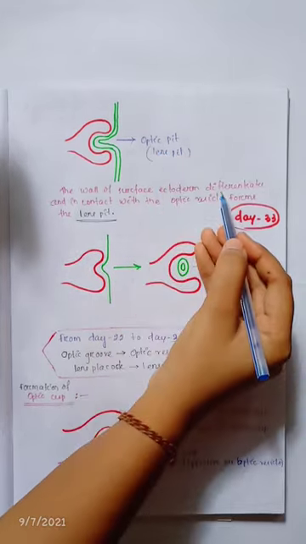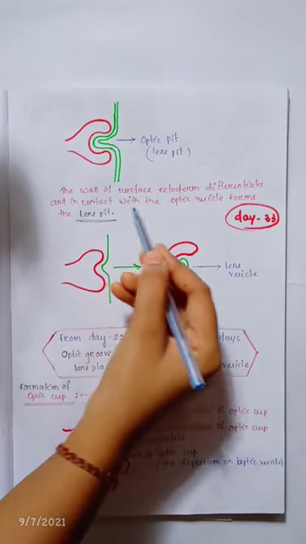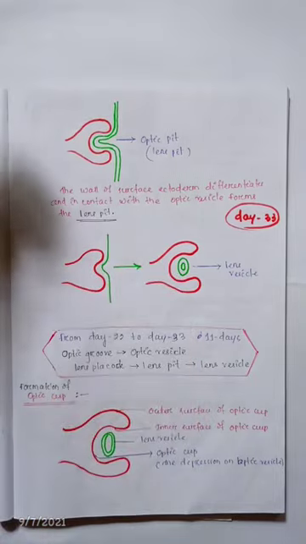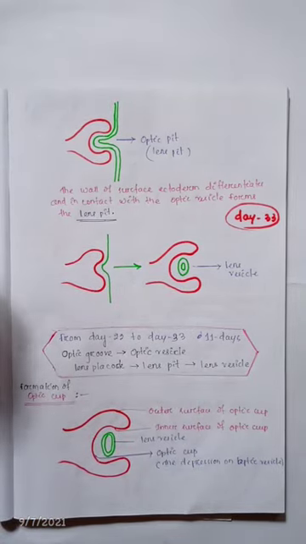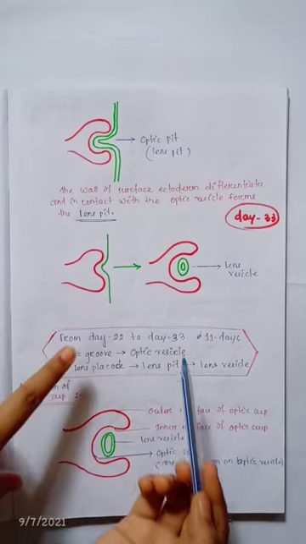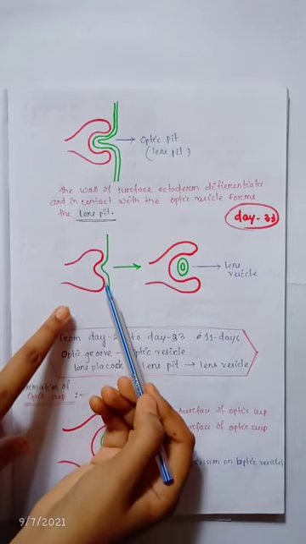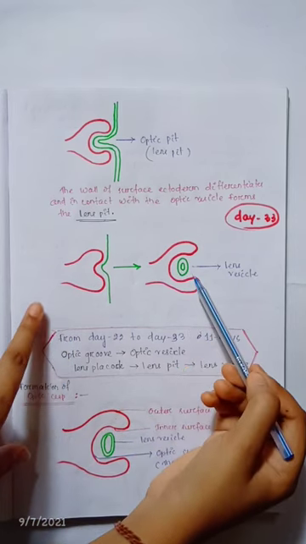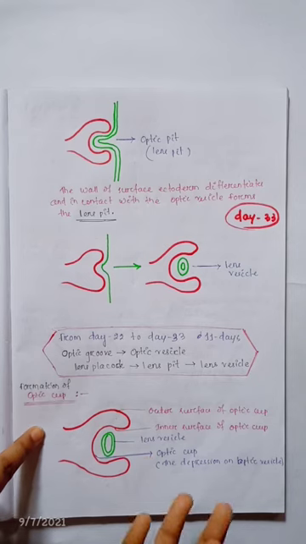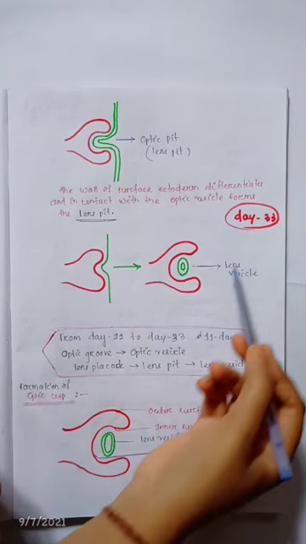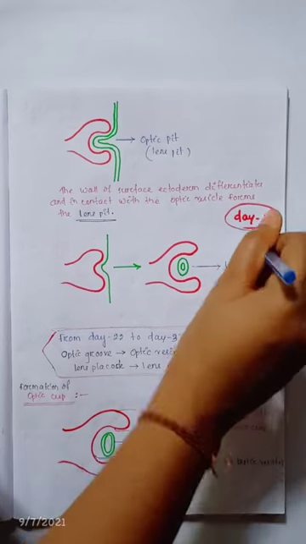The wall of the surface ectoderm differentiates and, in contact with the optic vesicle, forms the lens pit, meaning from the lens placode the lens pit is formed. Then from the lens pit there will be further differentiation and the lens vesicle is formed. This is the main motto of this part, the formation of the lens vesicle. The lens vesicle is formed on day 33.